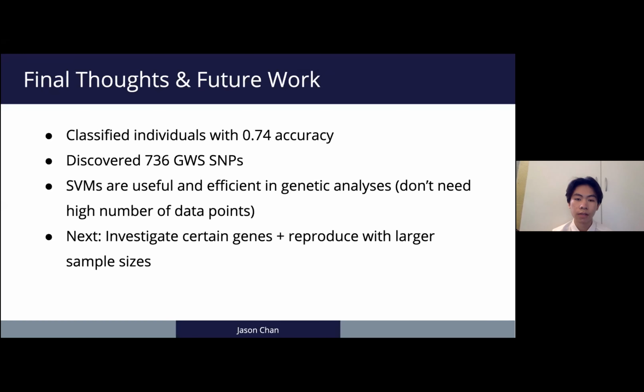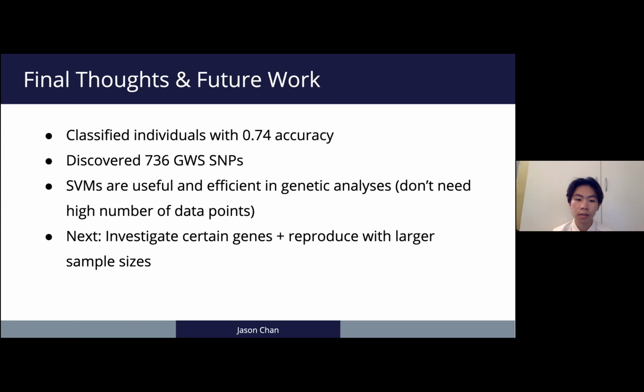So now I'm just going to give a brief rundown of some final thoughts and some possible future work. So we were able to classify individuals because we got a 0.74 accuracy, which, like I said, is pretty good. We discovered 736 genome-wide significant SNPs. And lastly, we were also able to show that SVMs and machine learning in general are useful and efficient in genetic analyses. And I say efficient because we didn't need a high number of data points. We only had 201 files.